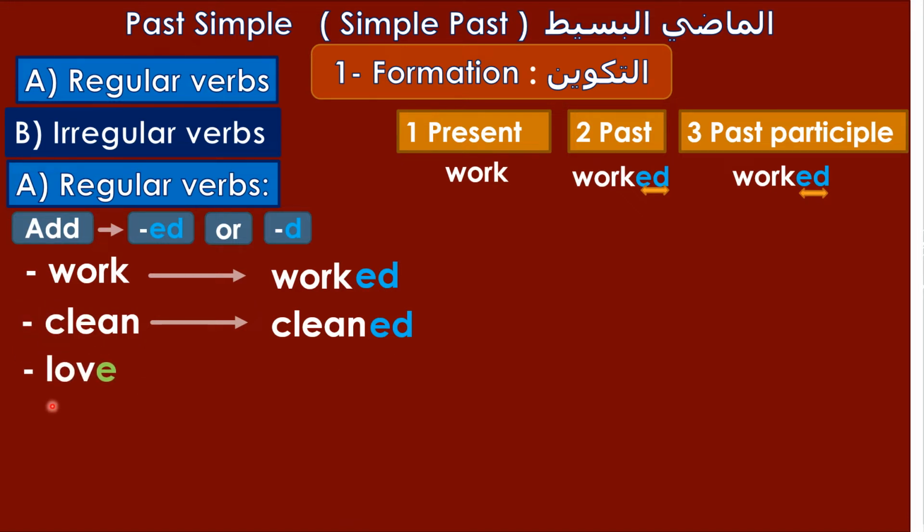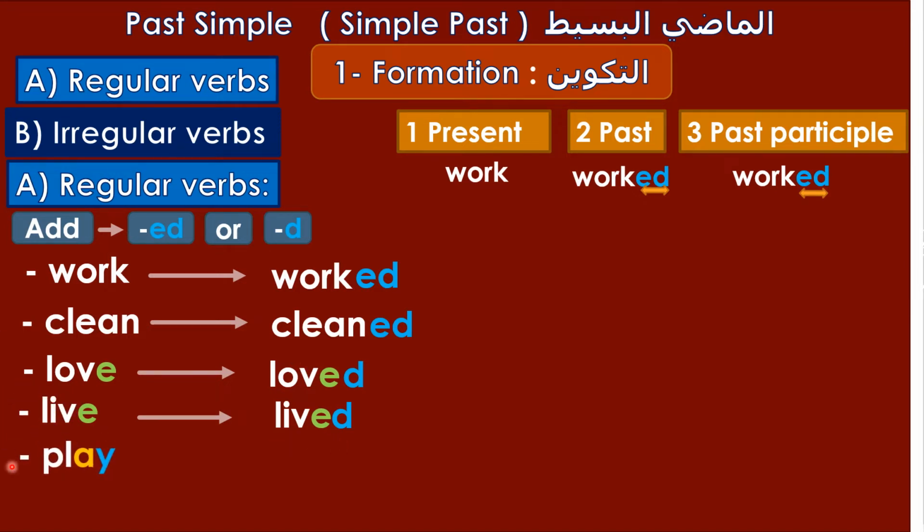If you have a look at a verb like love, it ends in e. That's why we're going to add only d. We don't need to add ed. And also live is the same. We're going to add only d to the verb.